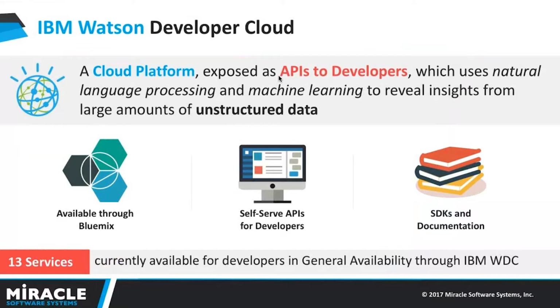IBM made its debut in artificial intelligence several years ago with Watson, an artificial intelligence computer system that can answer questions posed in natural language. Watson now includes a collection of web APIs that enable web developers to leverage cognitive capabilities in web applications through natural language and machine learning. These REST APIs are publicly available through IBM's Bluemix Cloud Service platform, dubbed the Watson Developer Cloud.